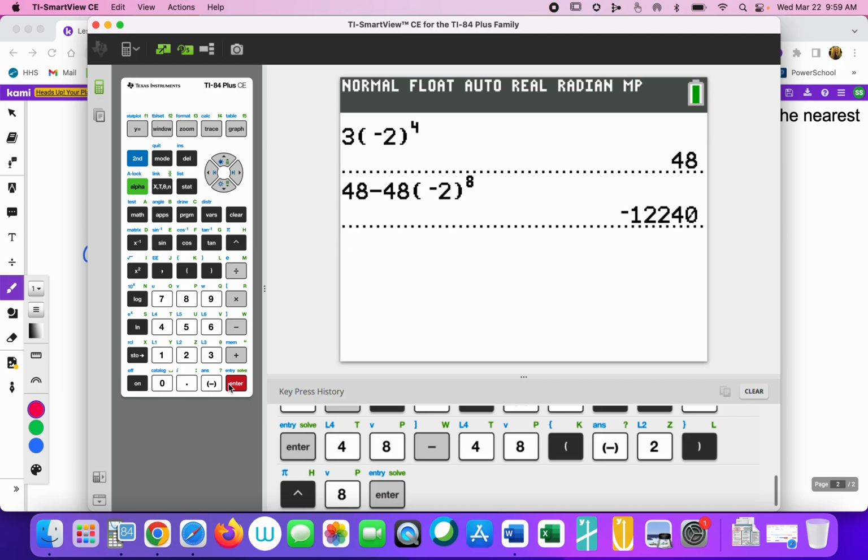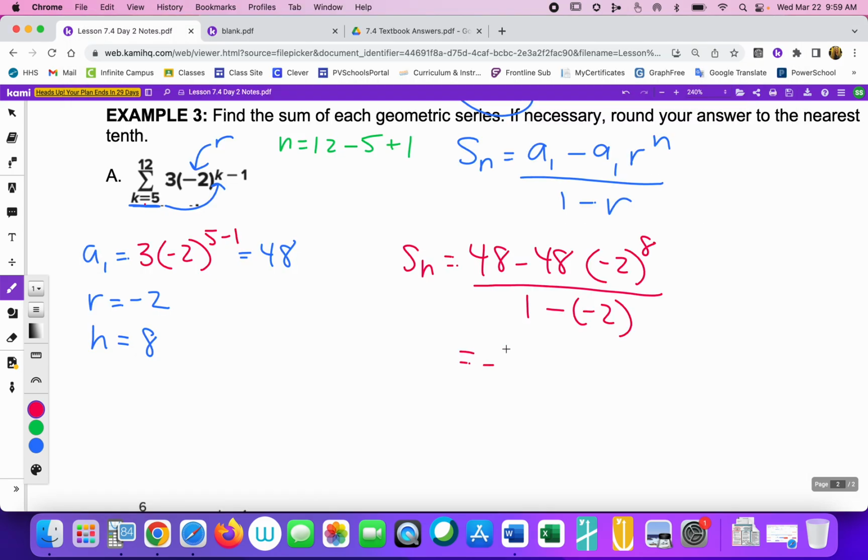Negative 12,240. What's the denominator? 3. Because 1 minus negative 2 would be a double. So negative 12,240 divided by 3.